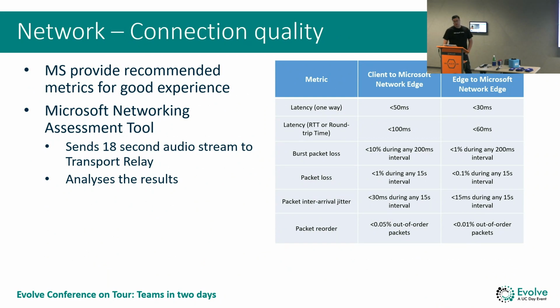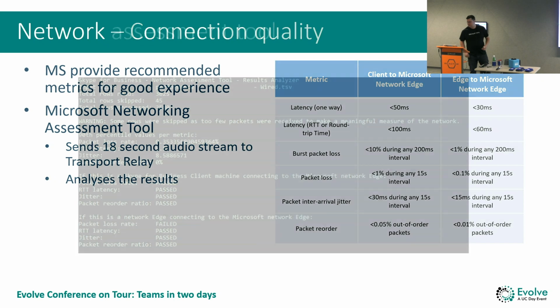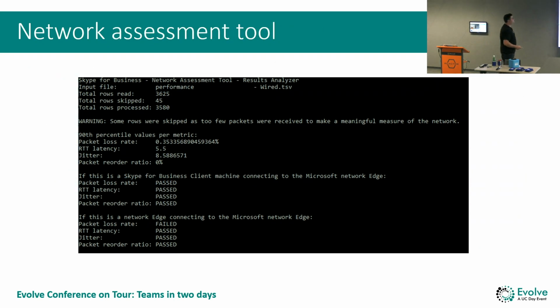To look at your network quality, there's 2 things that you need to do, or to look at your network's ability to support the type of traffic you might want to do with Teams. The first one is quality. So Microsoft provides a Microsoft networking assessment tool. It sends a tiny little audio clip out to a transport relay. That transport relay bounces it back to you over the internet, and then you get a little TSV file that you can analyze. There is, I'll skip ahead and come back, there is a little command line interpreter tool there.